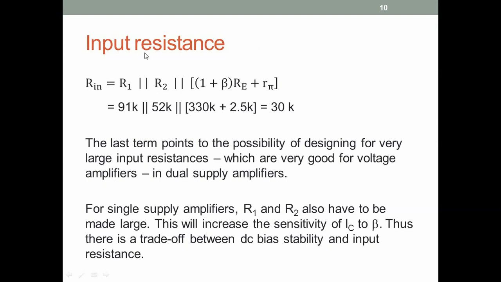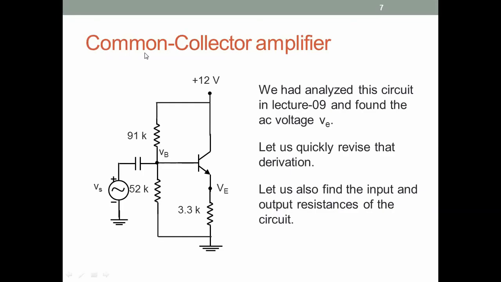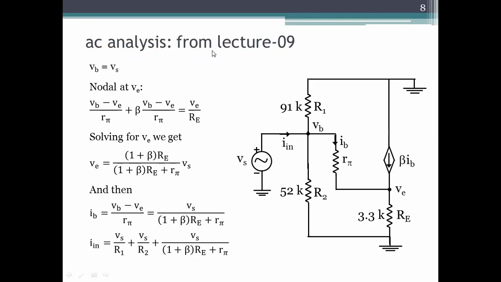So the input resistance of this emitter follower, I'm sorry, I forgot to mention that this is also called a common collector amplifier. Why is this called a common collector? Because if you look at the small signal circuit, the input is between the base and ground, which is the collector. In this circuit, the collector is grounded. So the input is between the base and ground, output is between emitter and ground, collector is grounded. So this circuit is also called a common collector. More often it is called emitter follower.